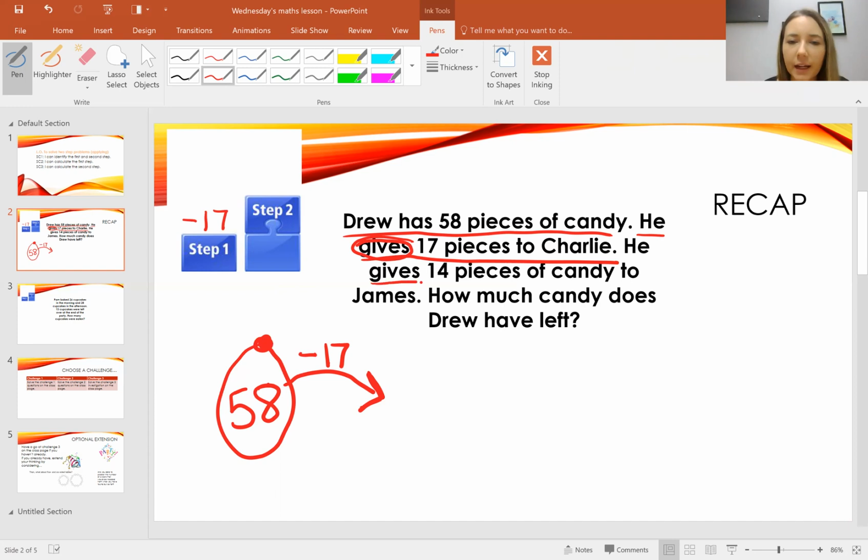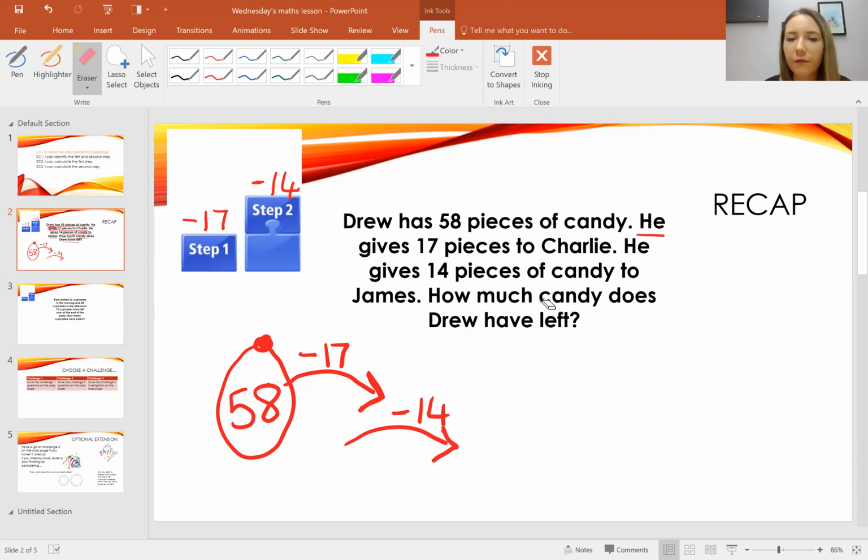So the first step is that I need to subtract 17. He then gives 14 pieces of candy to James. So then he needs to subtract, he's going to give 14 pieces to James. So my second step is to subtract 14. And the answer will be how much candy Drew has left.